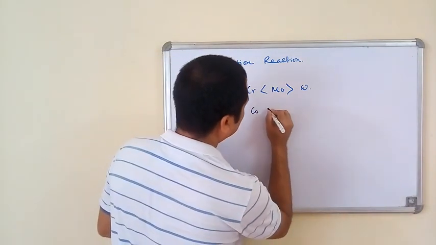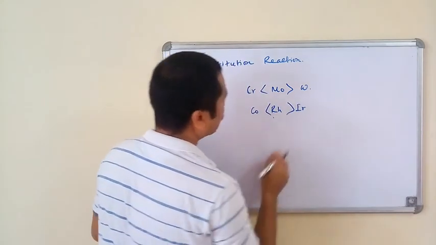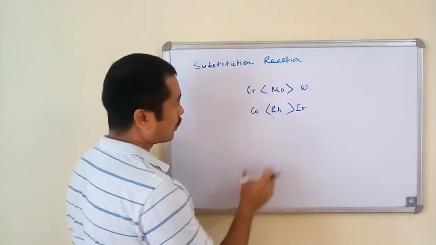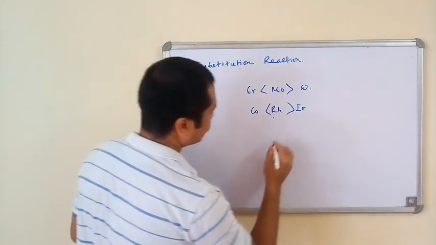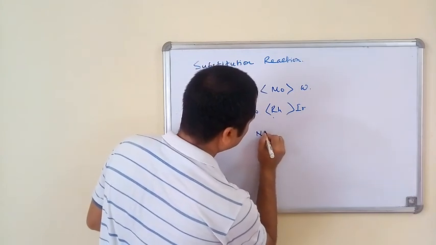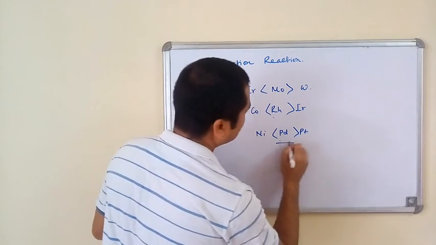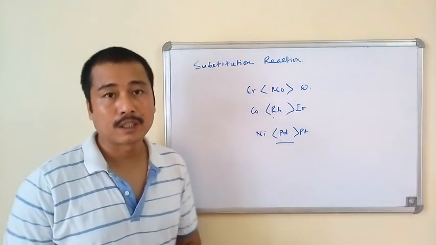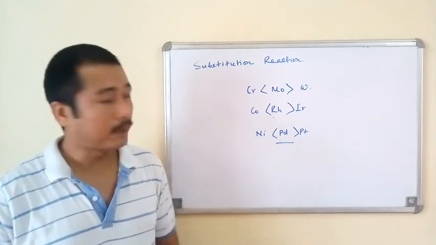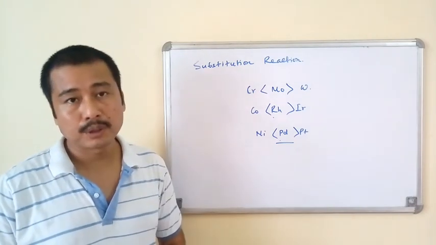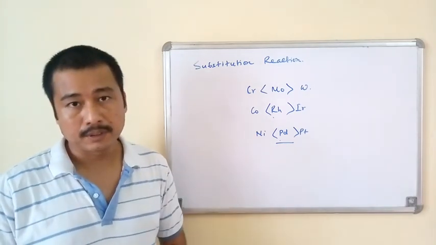Similarly, cobalt, rhodium and iridium carbonyl complexes also, if you compare the rate of substitution in these complexes, you will find rhodium carbonyl complexes undergo substitution faster. Similarly, if you take nickel, palladium and platinum, again one finds that palladium carbonyl complexes undergo substitution faster as compared to nickel and platinum complexes. But the reason for this observation is not yet known and is still under investigation.